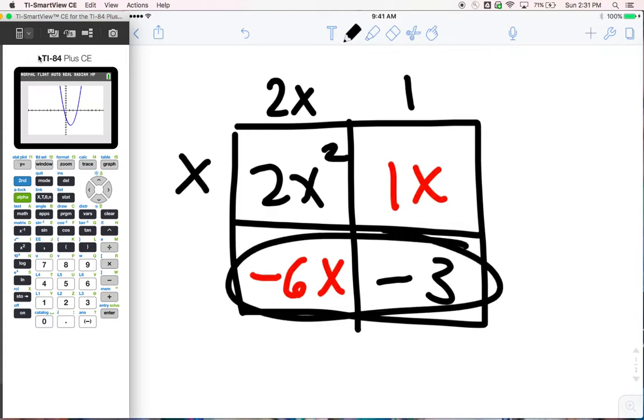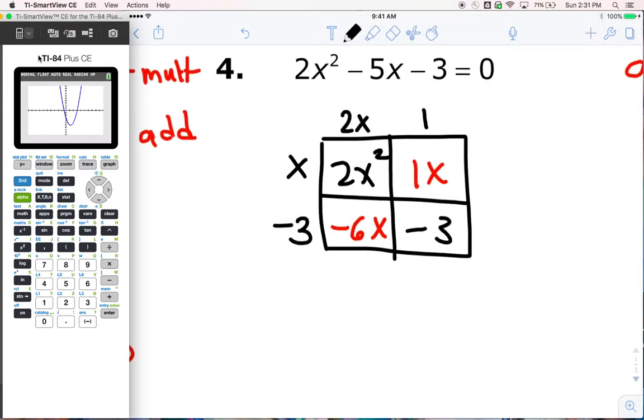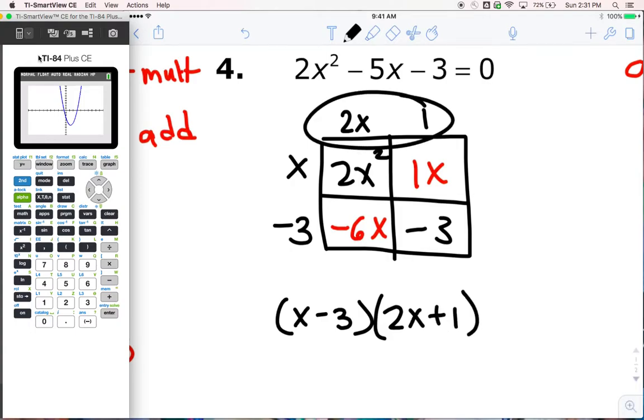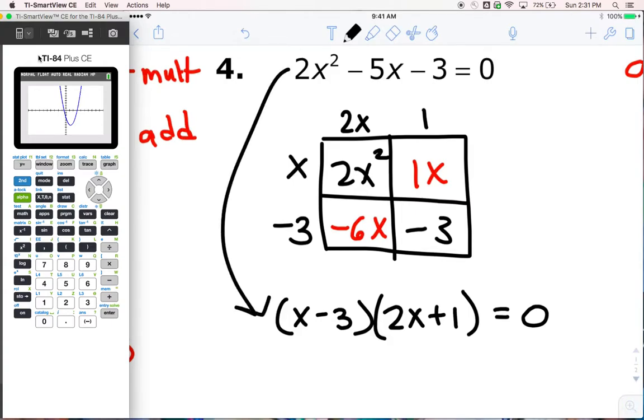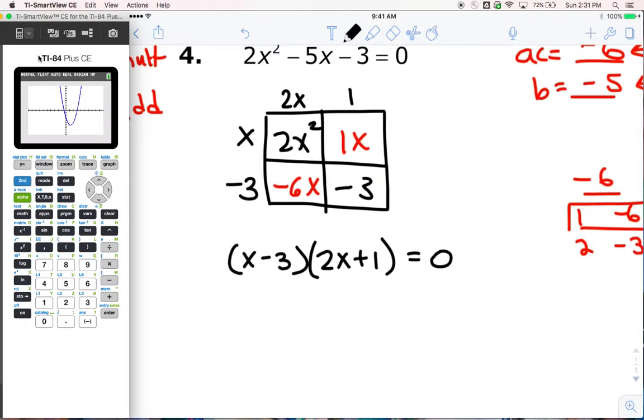And then finally, -6 and -3, right? They're both divisible by 3. And since I'm touching this box right here that's negative, I have to make my sign negative. So I got my two groups, right? I have my x and my -3, that's this one. And my other group is going to be a 2x and a +1 that's coming from here. And it's equal to 0. So again, this just got rewritten to its factored form. And this allows me to solve it using my zero product property pretty quickly.